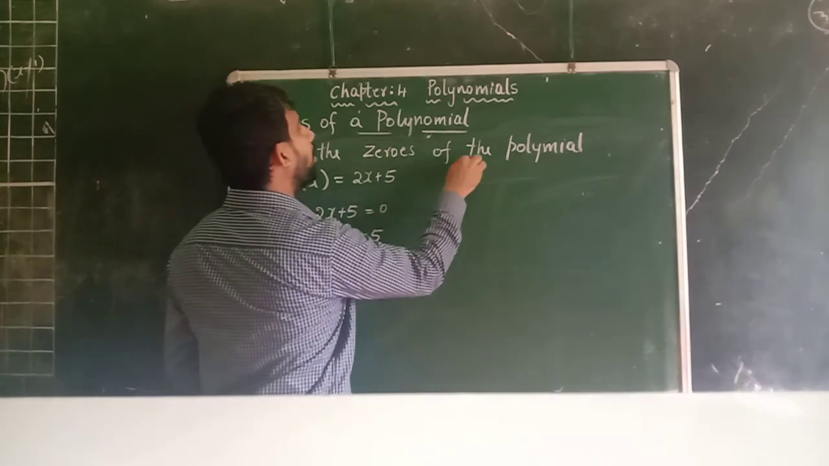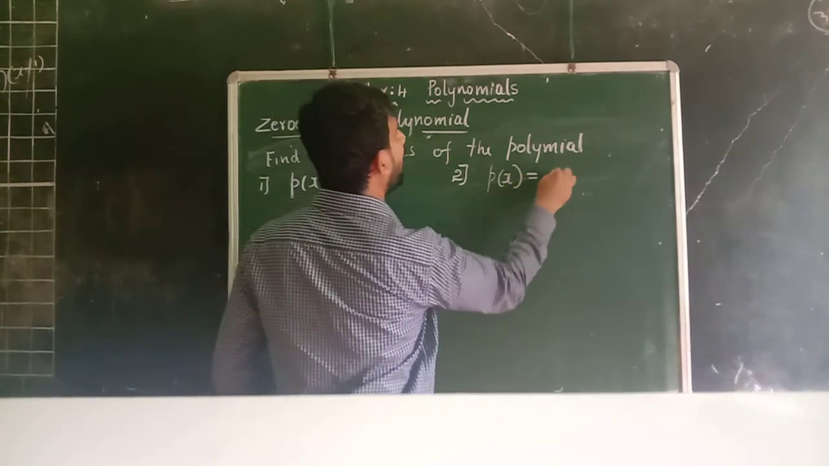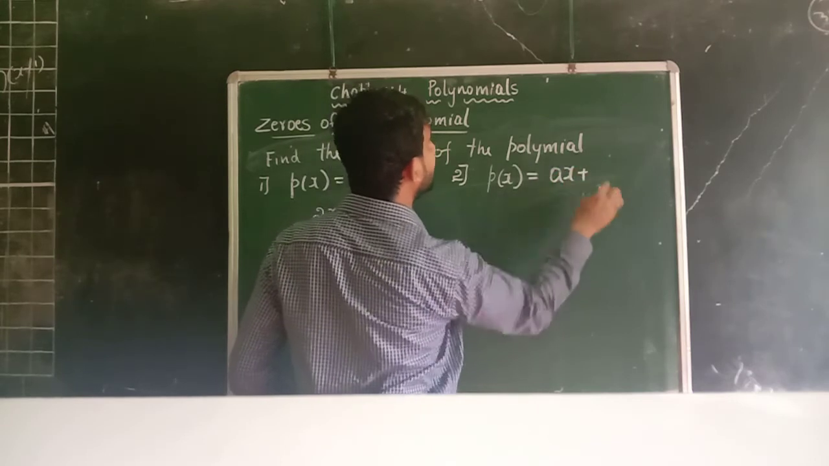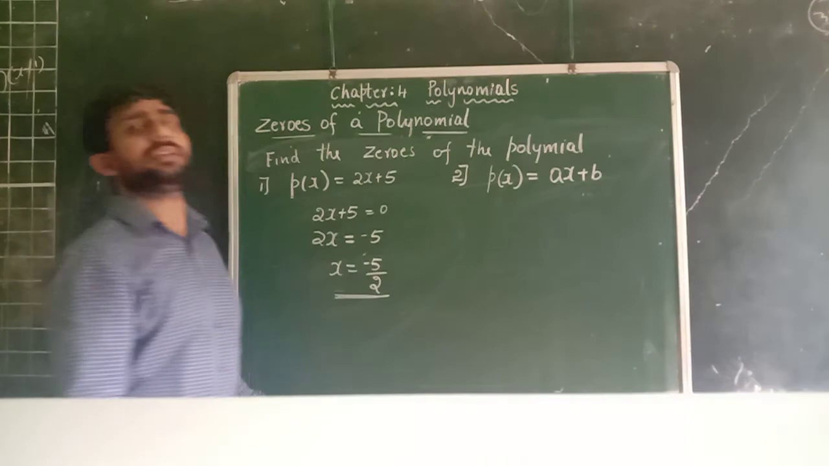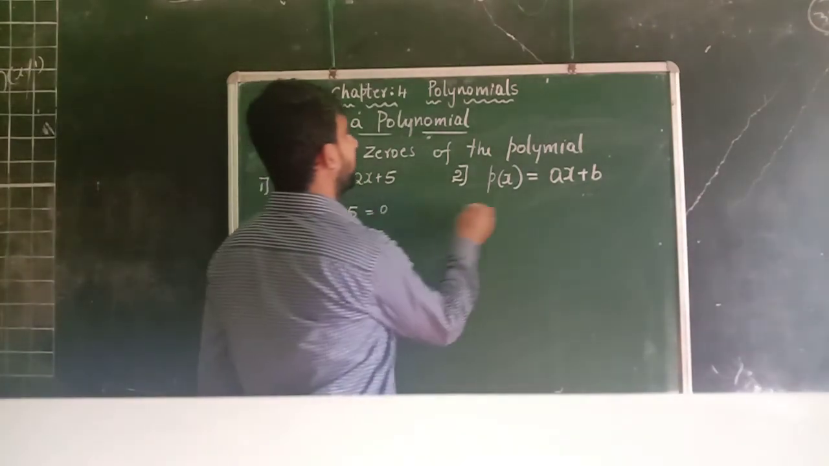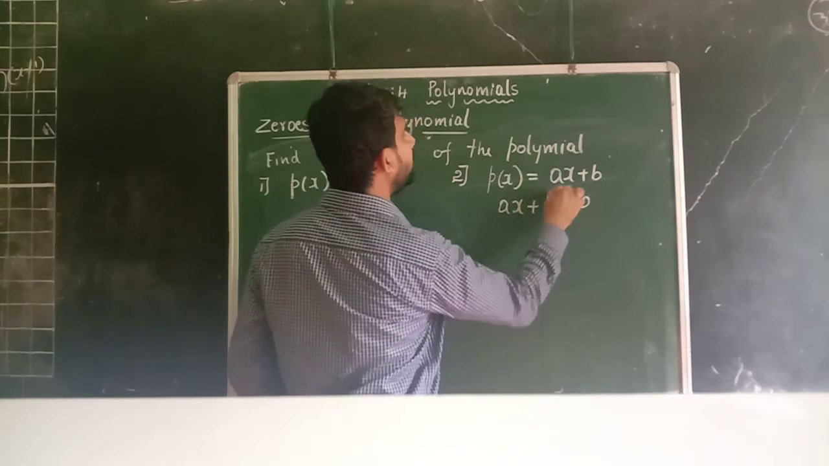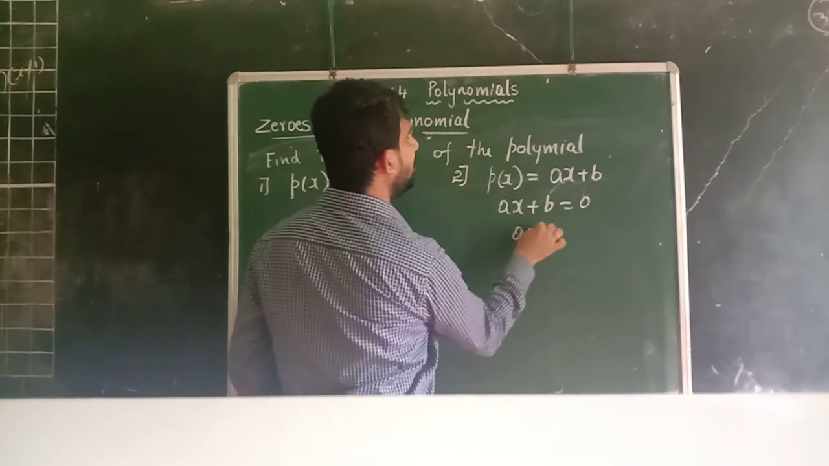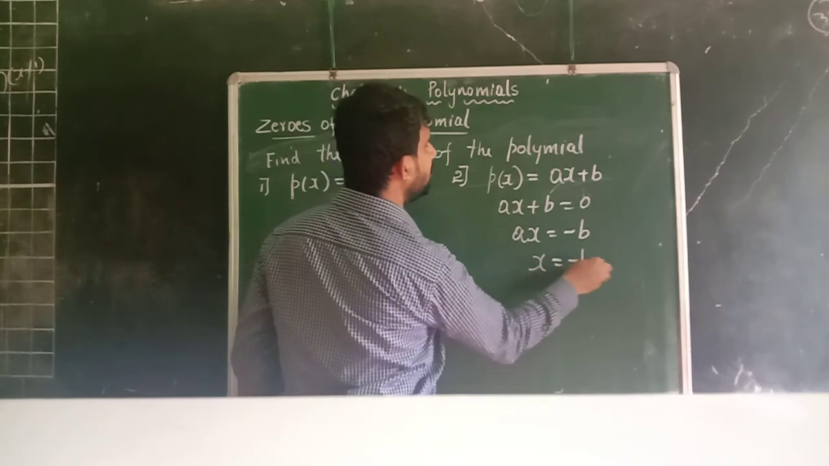I'll take one more problem. If p of x is equal to ax plus b, now how to get the zeros of the polynomial? Same way: ax plus b is equal to 0. Transpose this b: ax is equal to minus b. x is equal to minus b by a.